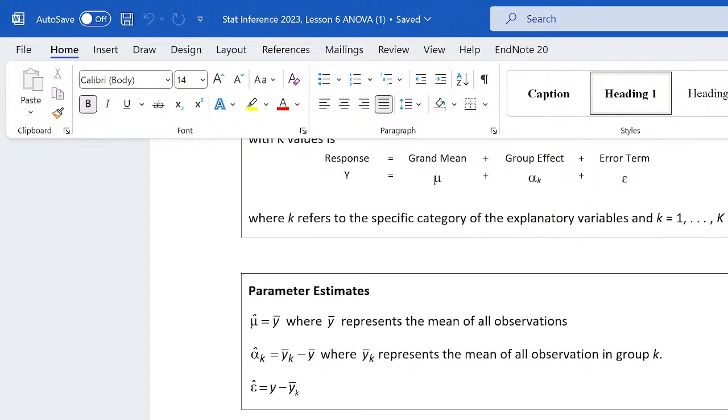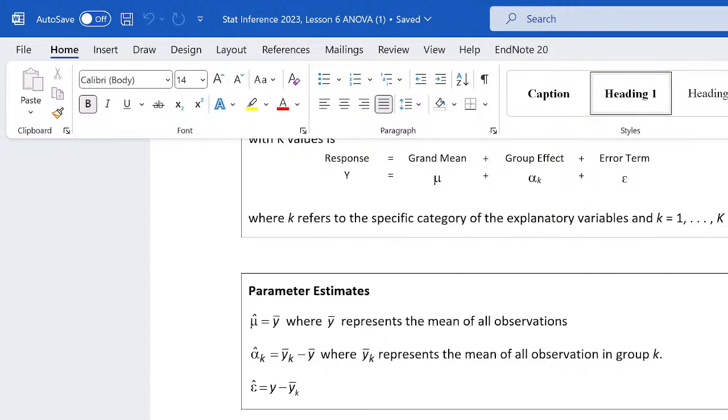Okay? If you do it this way, the group effect way, here's what you say for HA, at least one of the alpha K's is not 0. If you do it this way, that all the mean responses are the same, you say, at least 2 of the means are different from each other. And then you produce your pretty little analysis of variance.